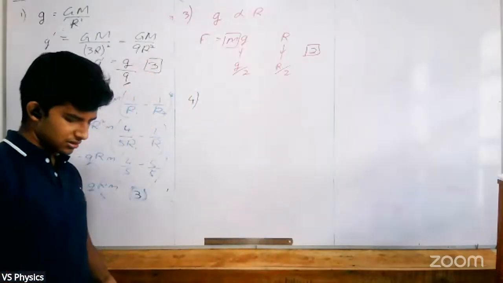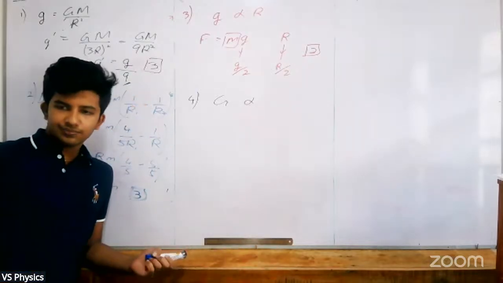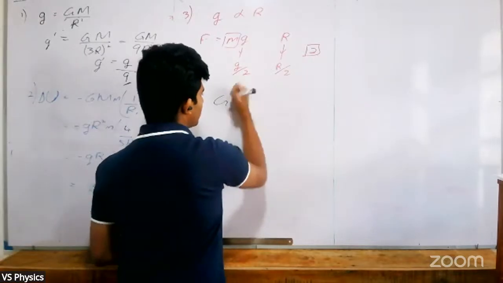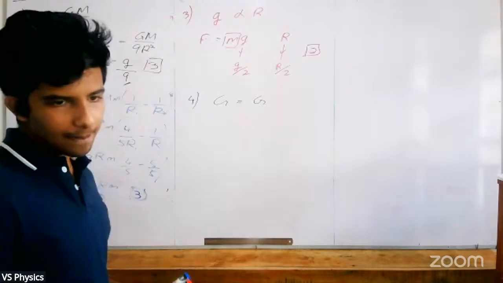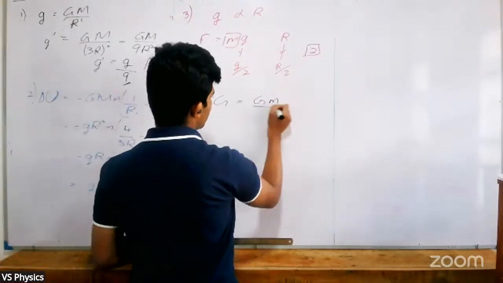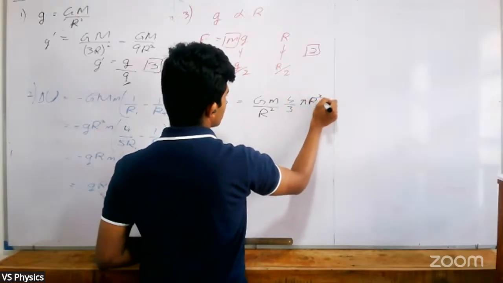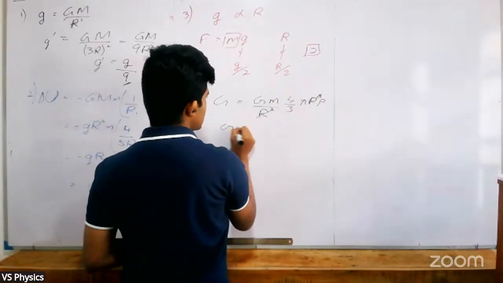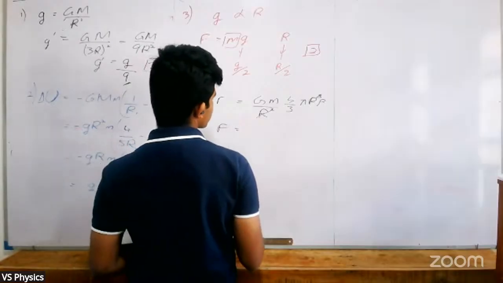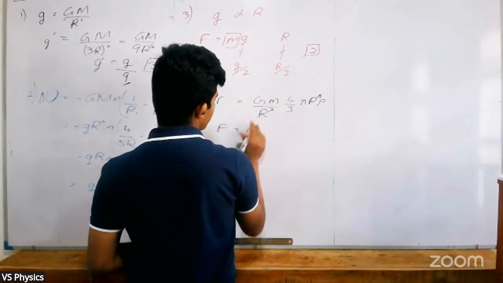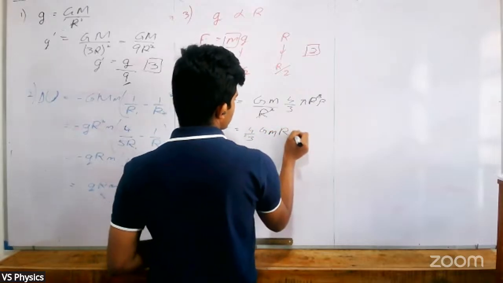Ratio of acceleration. We know the gravitational acceleration g equals G M over r squared, with M equal to 4 over 3 pi r cubed rho. Two r's cancel, so g is equal to 4 over 3 G pi r rho.